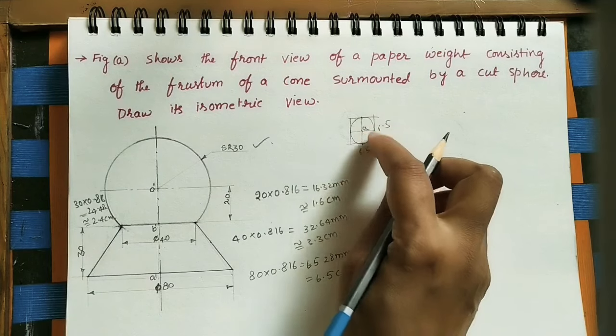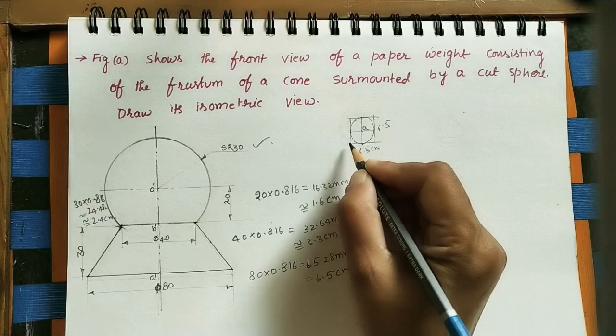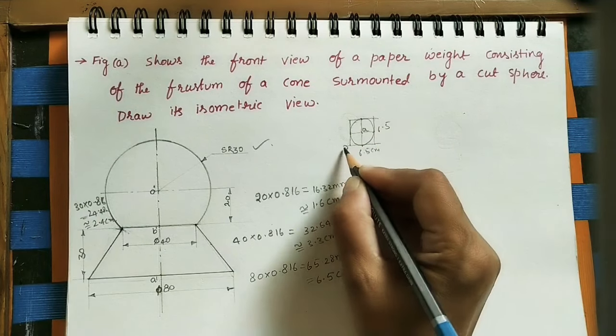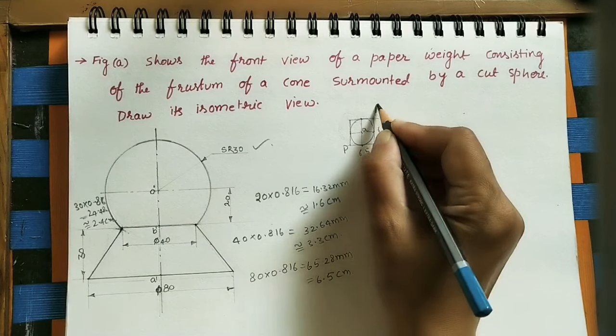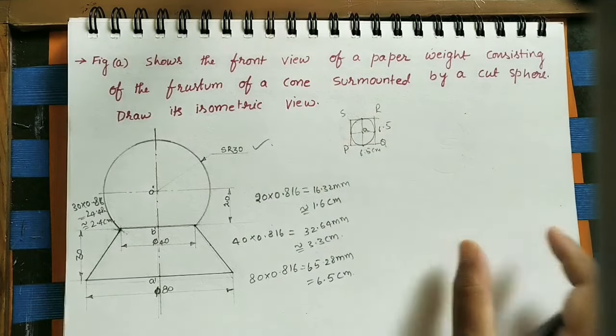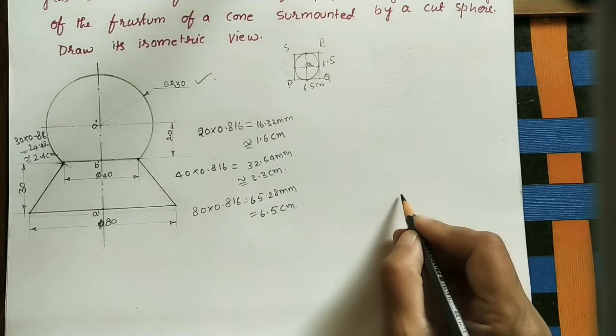It is nothing but a square. All four sides have equal length. So mark the end points for the square. Now I am giving P, Q, R, S. Initially we have to take this square in the isometric view. For doing the isometric view, initially take P point. Here I am taking P point.